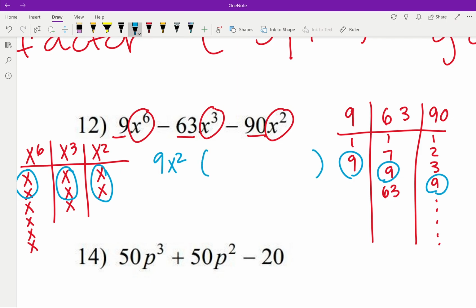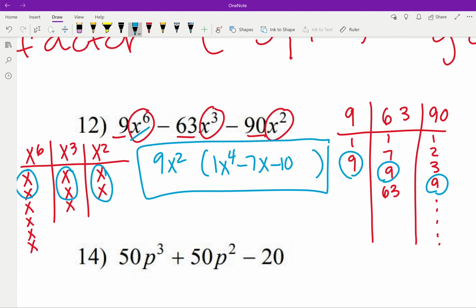Now we're dividing. 9 divided by 9 is 1. x to the 6 divided by x squared is x to the 4th. Remember, we subtract. 63 divided by 9 is 7. x to the 3 divided by x to the 2 is x. 90 divided by 9 is 10. And x squared divided by x squared is 1, so we don't have to write it. So this is our answer.